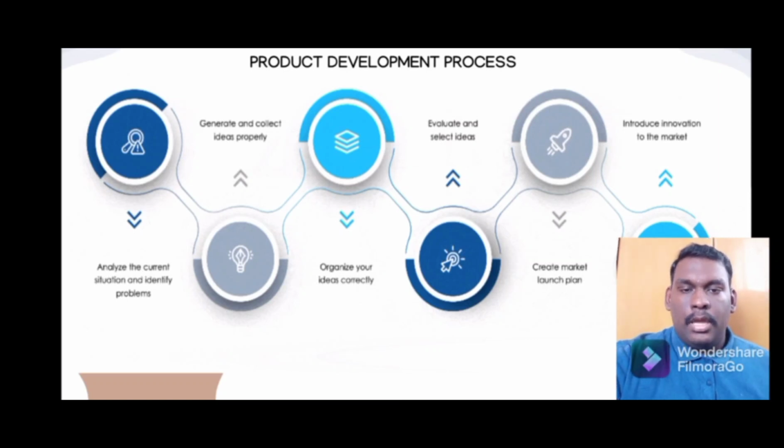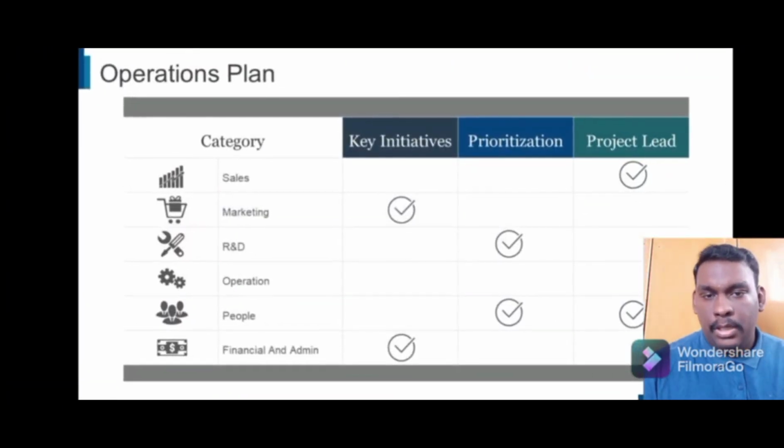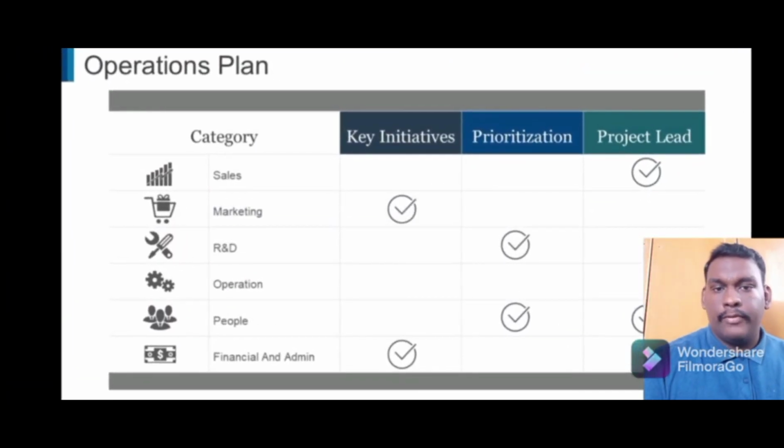In the same year, Apple company developed the iPhone 7 and launched another iPhone called the iPhone 7 Plus. A development process was made in the iPhone 7. Plan means Apple company can prioritize their weakness categories, for example sales, marketing, R&D, operation, people, finance, and admin. So by prioritizing, they can improve their product and increase their market in their developing process.